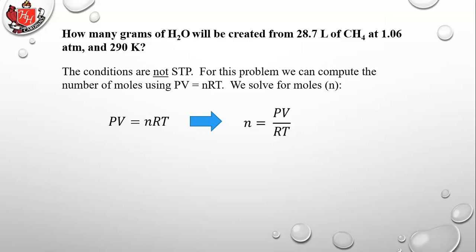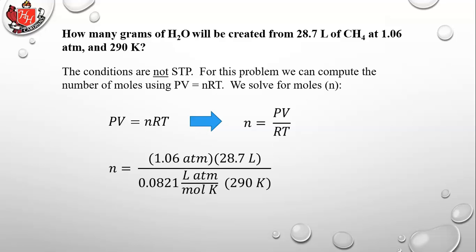So now we just plug in the numbers. And there they are plugged in. Now cancel your units. Atmospheres in the numerator top cancels with atmospheres in the denominator top. Kelvin in the denominator top cancels with Kelvin in the denominator bottom. Liters in the numerator top cancels with liters in the denominator top. And the only unit you have left is moles. So you do the math on that and you get 1.28 moles.